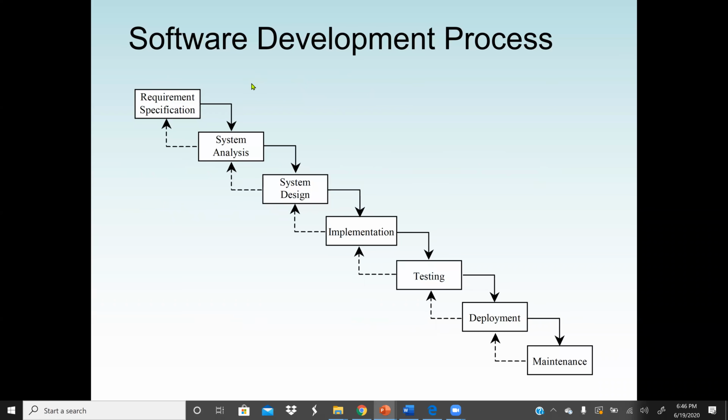So again, these are the software development process. The first step is the requirement specification. This is where the system designers will normally interact with the users or the stakeholders of the project, trying to get the functional and also non-functional requirements of the system. A functional requirement of the system would be something like what functions, what are the tasks of the system.